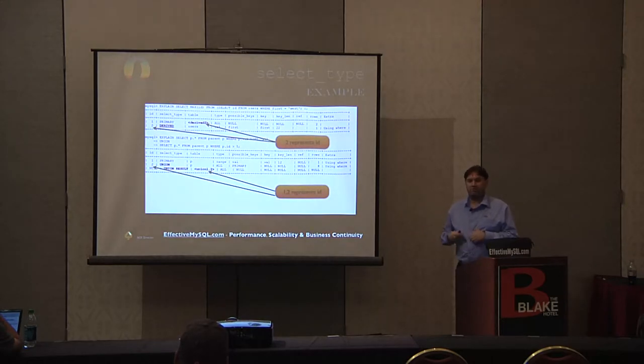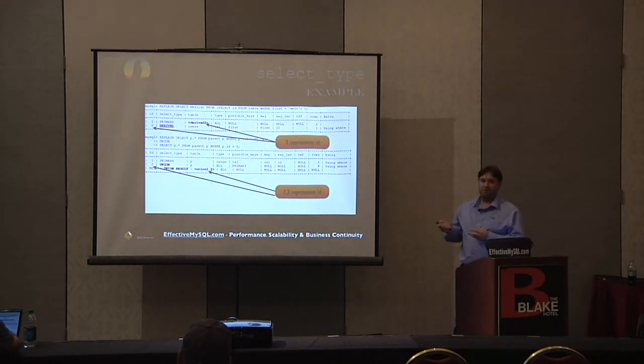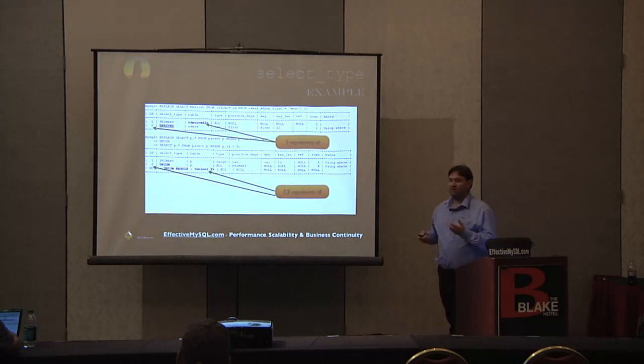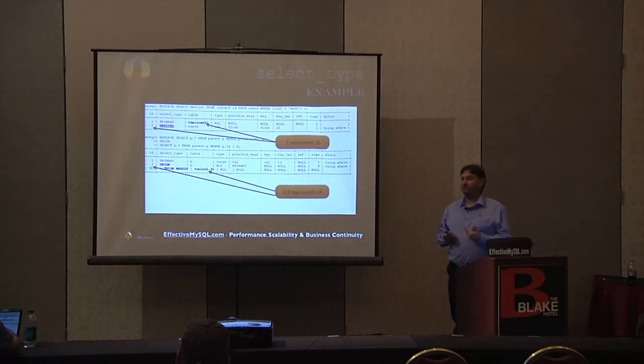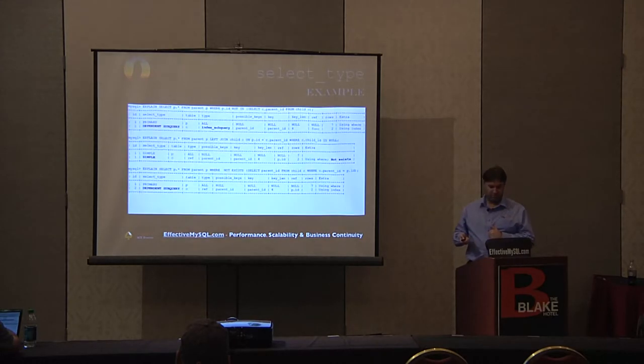Correspondingly, in the union statement, you can see that even though we've got one select statement, union, another select statement, MySQL has actually given you 3 lines of output, not 2, because internally it's creating another table to combine those results. So the select type can give you additional information if you're getting more lines than you would expect in terms of numbers of tables.